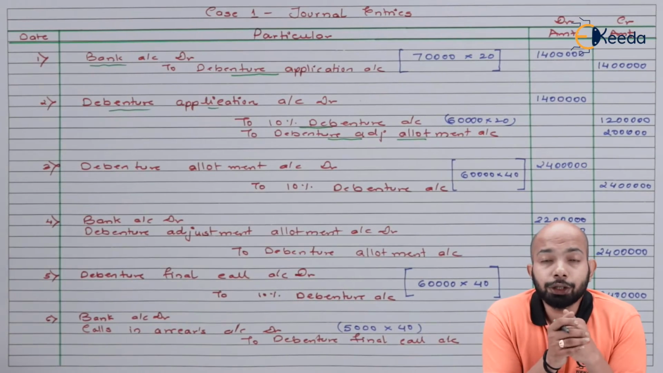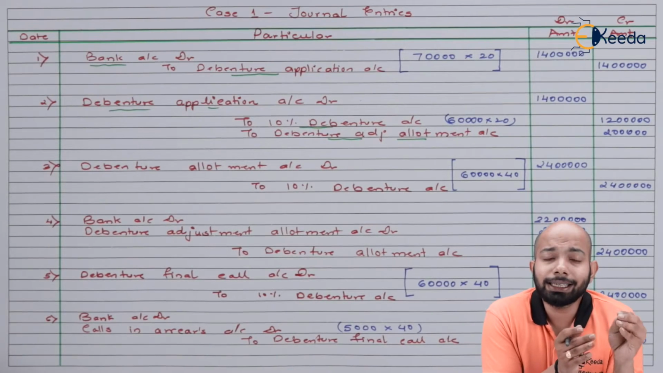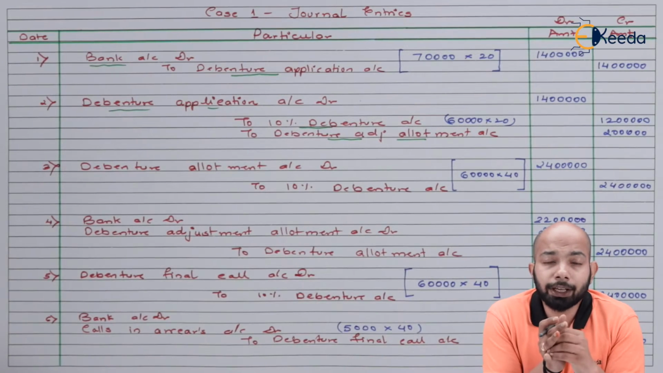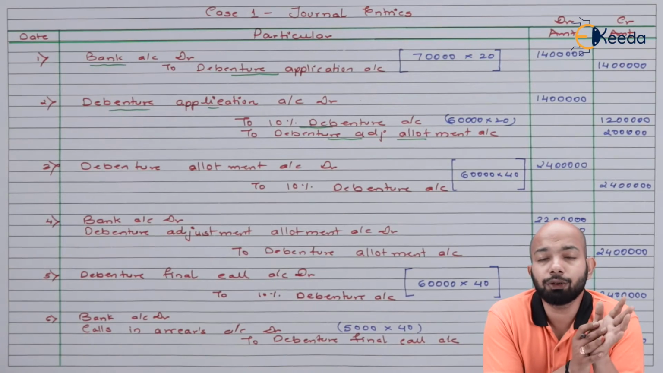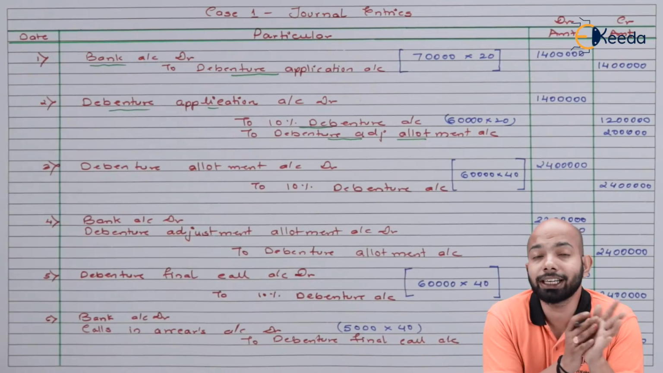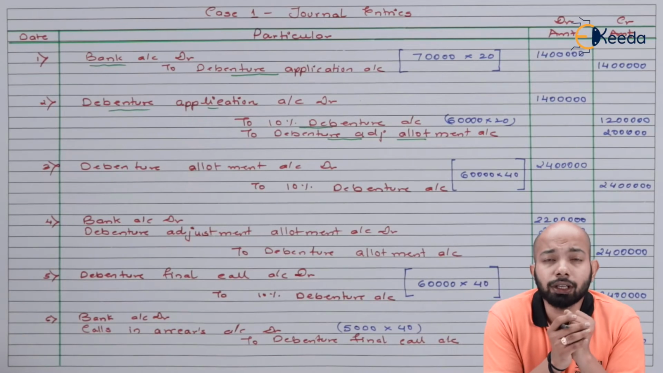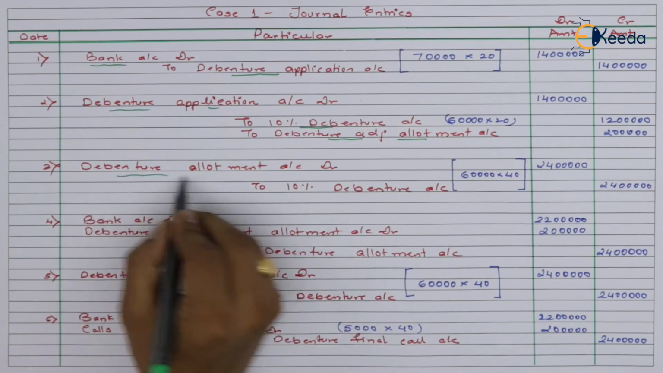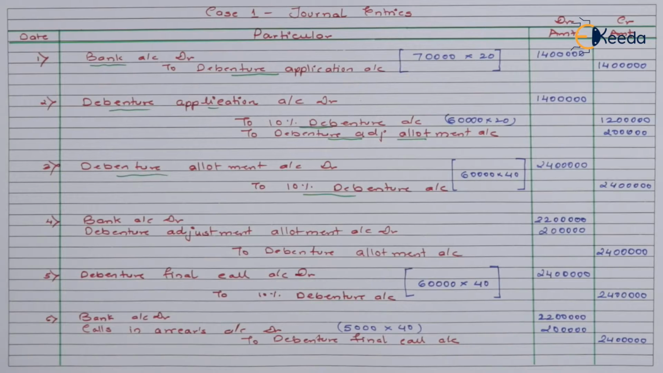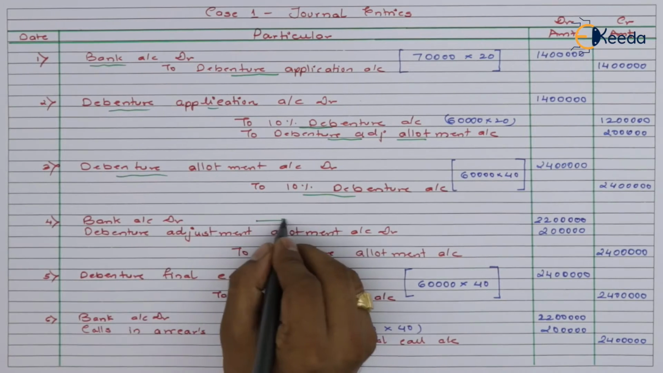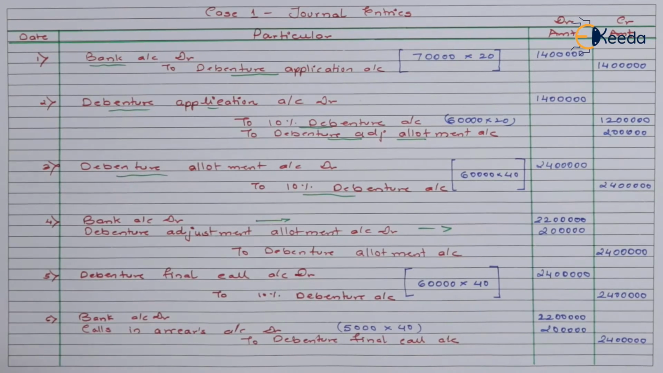Now, the third entry will refer to debenture allotment. So that will be a simple entry. Debenture allotment account debit to 10% debenture, 60,000 multiplied by 40, that is 24 lakh rupees, is what we are expecting. But we won't receive the total 24 lakh because we have certain adjustments to be made. So the receipt entry will be bank account debit and debenture allotment adjustment account debit, which is 2 lakh rupees, to debenture allotment account, which is 24 lakh. So 24 lakh is what we're expecting, 2 lakh we have already received, so in our bank account it will be 22 lakh that we have received here.